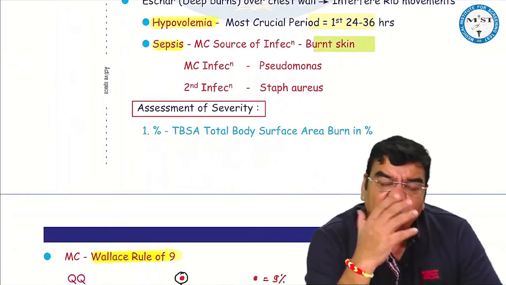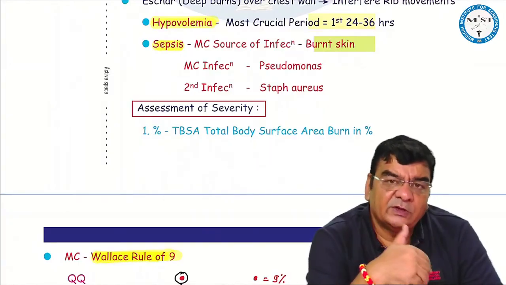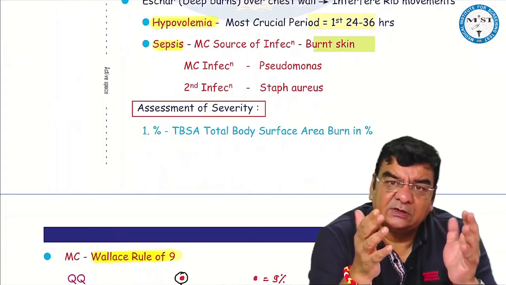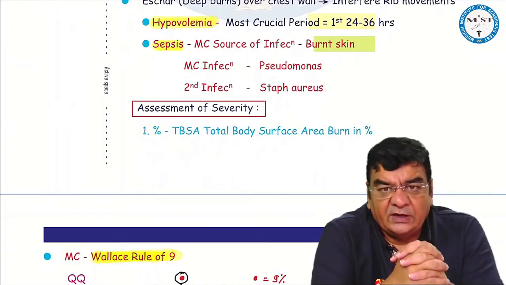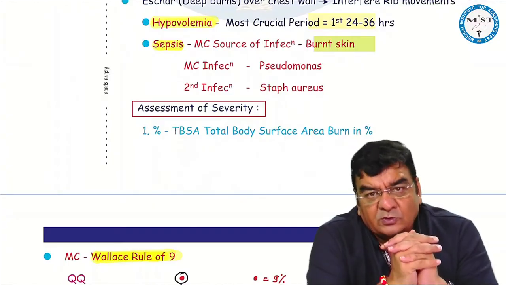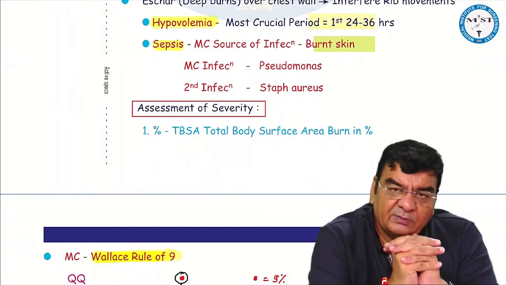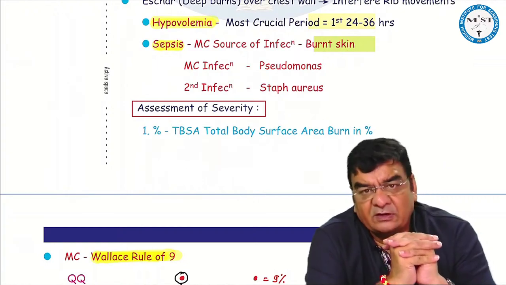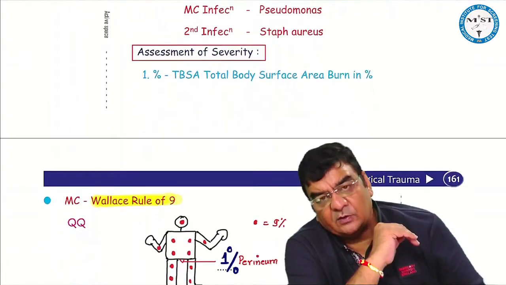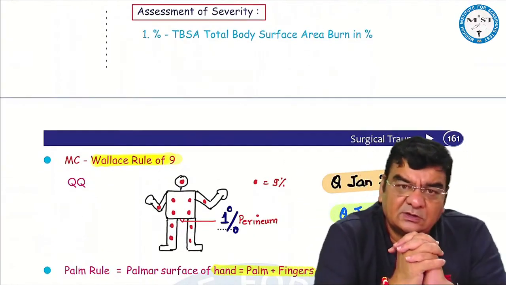Later on, we know that skin is the natural defense barrier which protects our body from invasion by external microorganisms. But in burns, if the skin is burnt, outside microorganisms can easily invade, leading to severe infections. The most common source of infection in burns is the burnt wound itself, most commonly by Pseudomonas, second most commonly by Staph aureus.